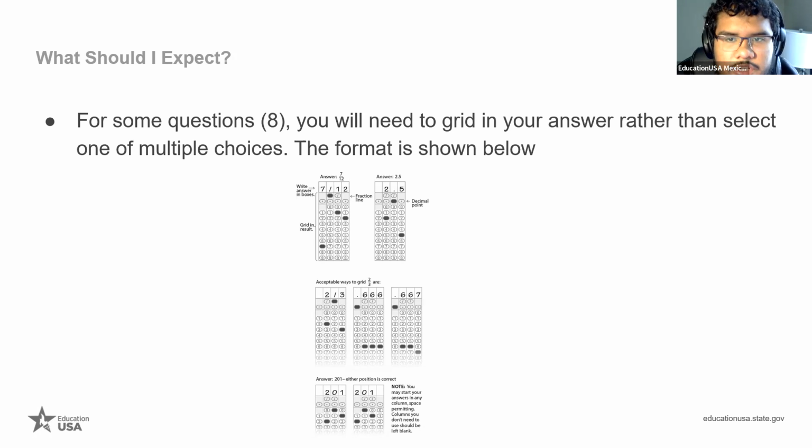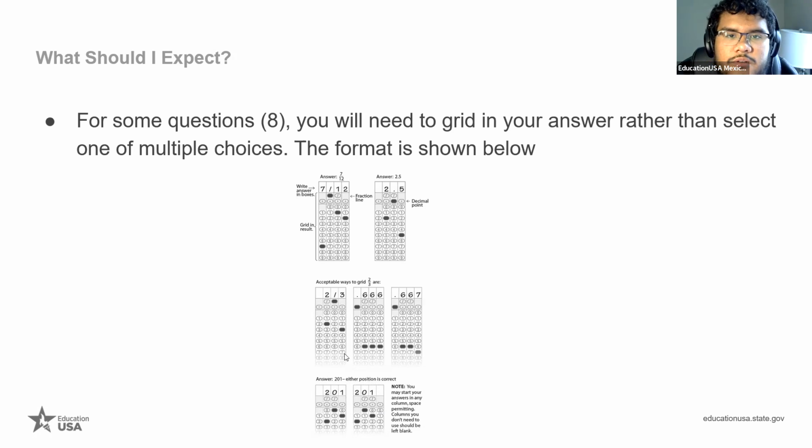continuing on here, as I mentioned in the example of 2.5, if your answer does not fill in all 4 spaces, that's totally okay. This means that you can bubble it in starting from the right or starting from the left side. It does not matter. But what does matter is that any spaces you don't use in your answer, you leave blank. So for example, in this 201 here, the leftmost column is left blank, but in the other example, the rightmost column is left blank. Nothing's bubbled in, nothing's written.